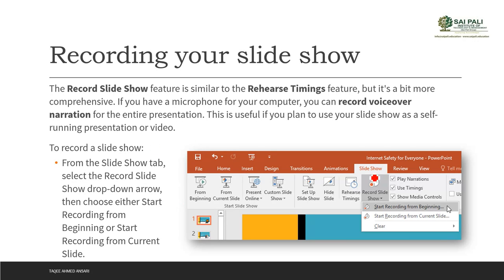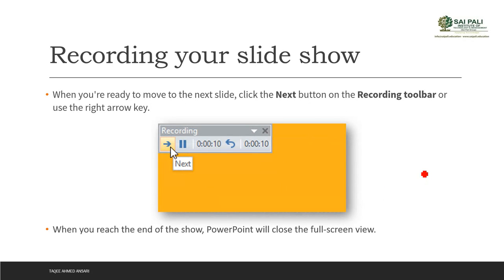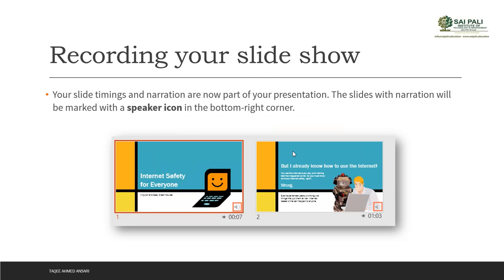For doing this, just go to the slideshow tab, and then you click on this record slideshow, and then from here you can select start from the beginning, or you can select start from the current slide. Now once you select it, it will give you this option whether you want to record only the timing or you want to record the narration also. So if you select narration and timing both, then it will record your voice, your ink, laser pointer and everything. So you select and start recording, and then it will start your presentation again in full screen and shows the timing here, and it will start recording your narration and also your timing.